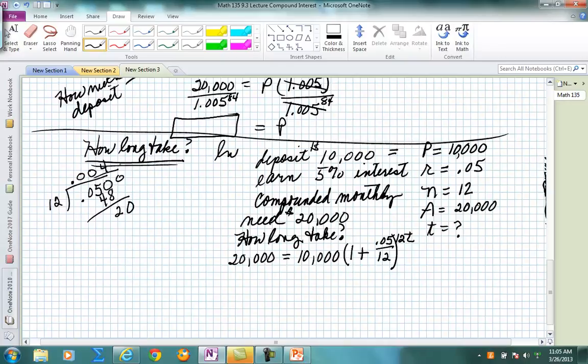So I'm going to keep 1, 2, 3, 4, 5, 6 decimal places. And the last time I divide, I'm going to get a 6, then I'll round this 6 to a 7. So I have 1 plus 0.004167 raised to the 12 t power. Isolate the expression that has t in it. But I can add those together.